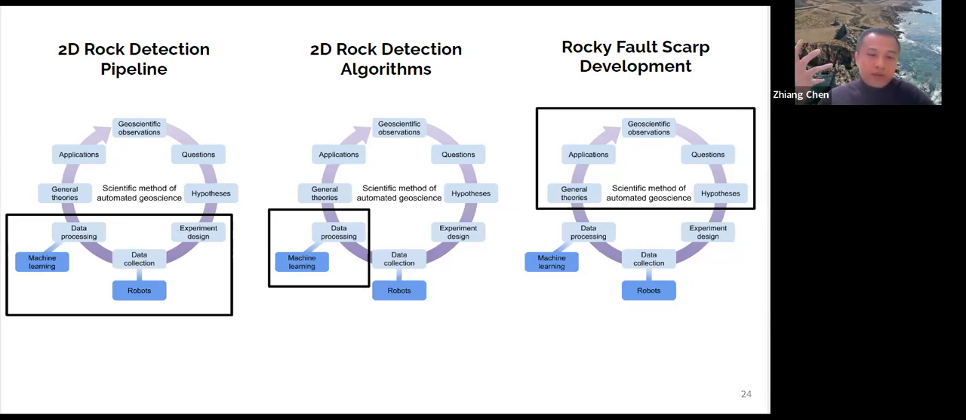Remember that the methodology of automated geoscience is a loop, and my research so far has only explored one iteration. With more iterations in the future, we can improve the tools and, possibly and hopefully, generalize some theories to understand the photoscarp formation better.